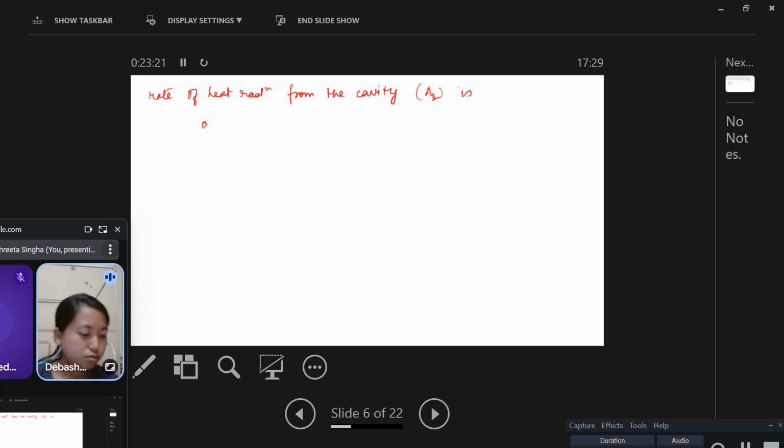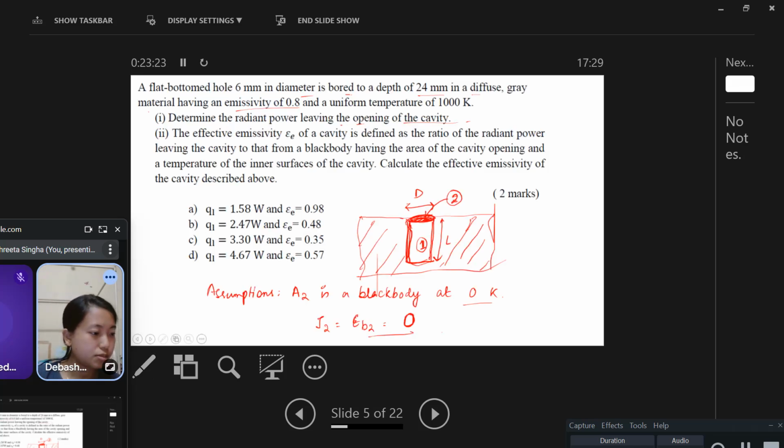So we can draw a, here itself we can draw a, just 1 minute.